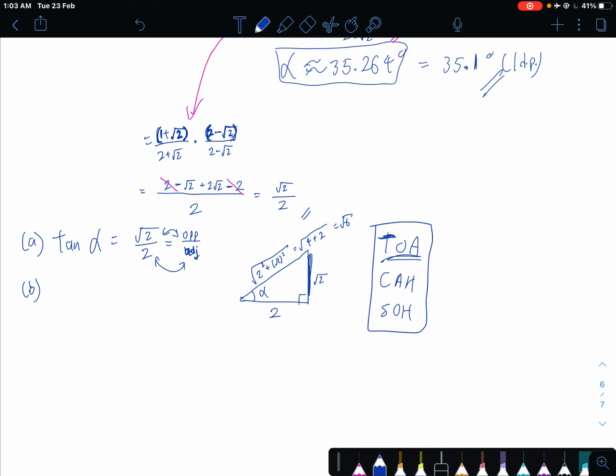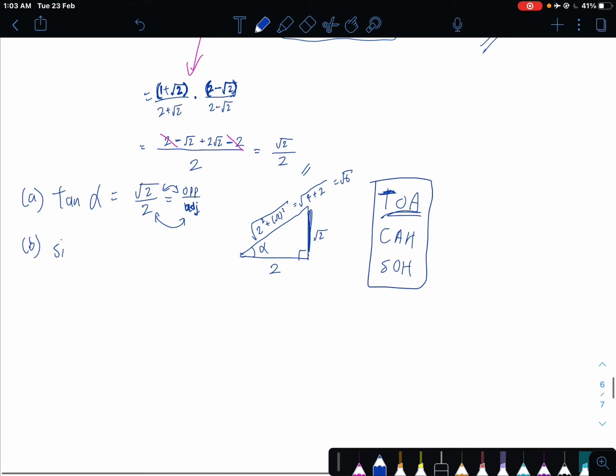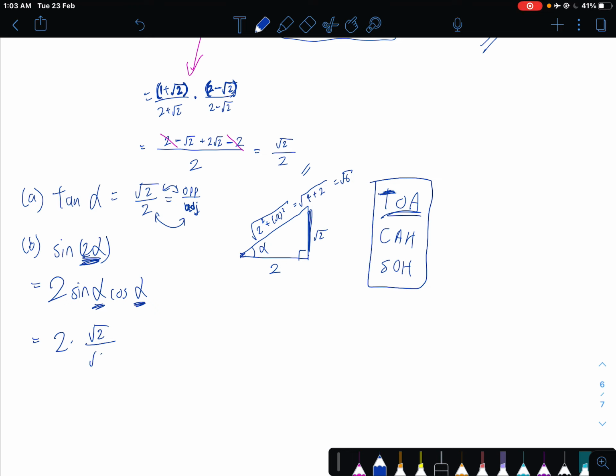Now in this case, part B is actually sine of 2 alpha. Which is not just sine alpha, it's not cosine alpha, it's actually 2 sine alpha cos alpha. Break down the 2 alpha into 1 alpha. But wait, now that we know this right-angled triangle, can we find out what sine alpha is? Yes, opposite over hypotenuse. 2 times opposite root 2 over the hypotenuse root 6, multiplied by cosine alpha, adjacent over hypotenuse. Adjacent is 2, hypotenuse is root 6.